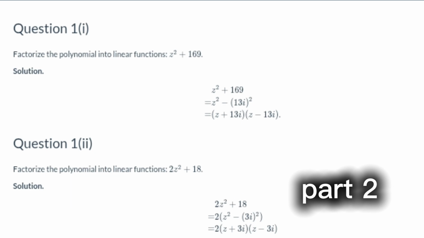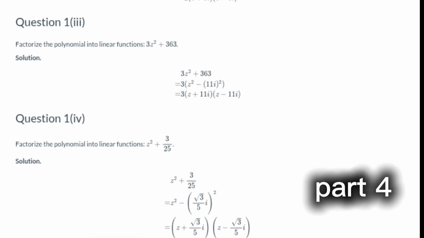Rewrite. We rewrite the fraction as a square: z² + (√3/5)². Difference of squares. Use i² = -1 to get z² - (√3/5)²i². Final linear factors. The solution is (z + √3/5 i)(z - √3/5 i).